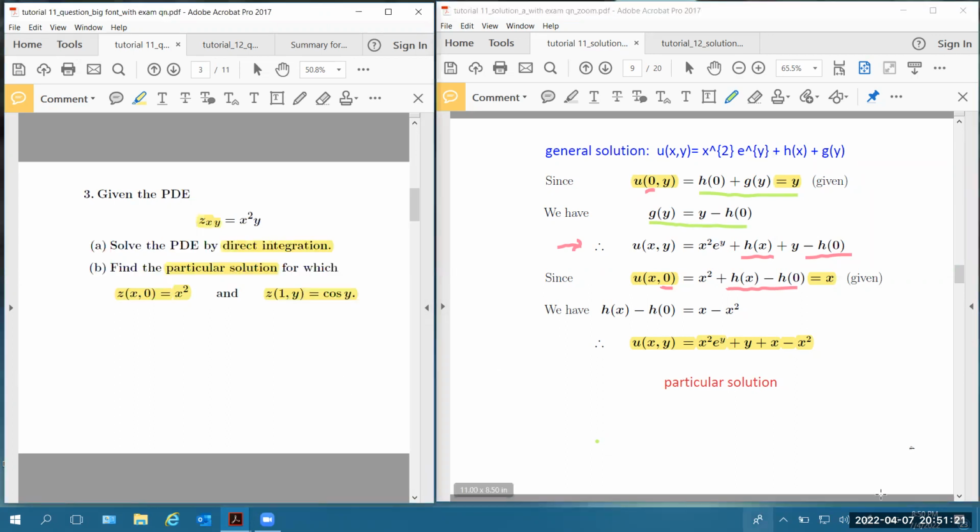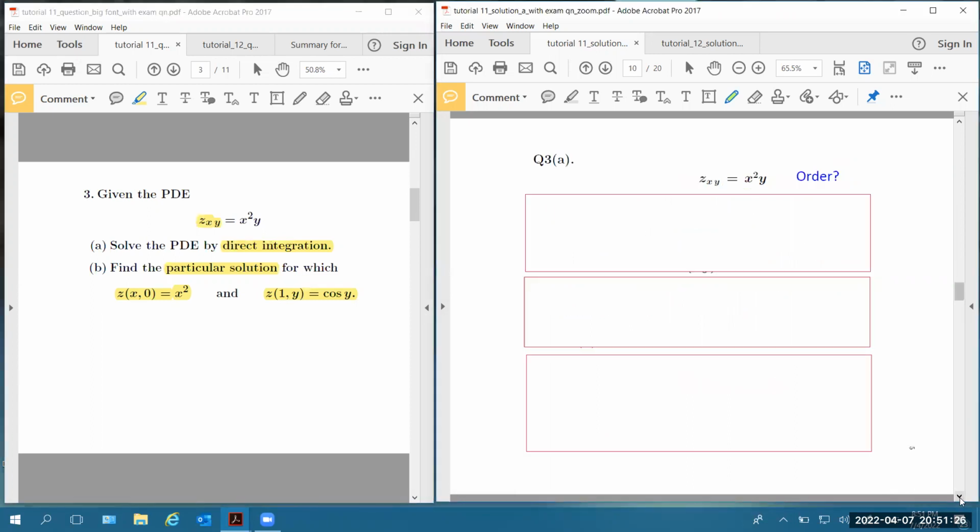So the next question. We already said we want to use direct integration. What is the order of this PDE there? Class, what is the order? Second order. Yes, it's second order, so it's 2. Later on, after direct integration, we will expect 2 arbitrary functions. All right, let's go and do this.